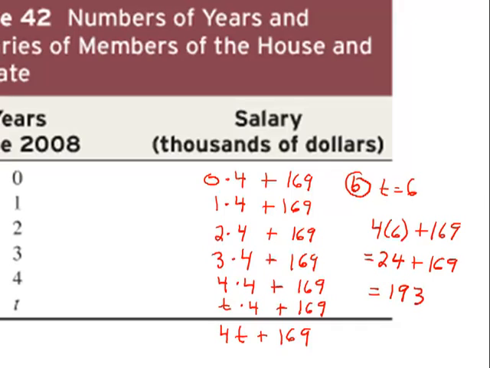So what does this mean in terms of the problem? 6 years after 2008, which would be 2014, the salary for the members of the House and Senate would be about $193,000.